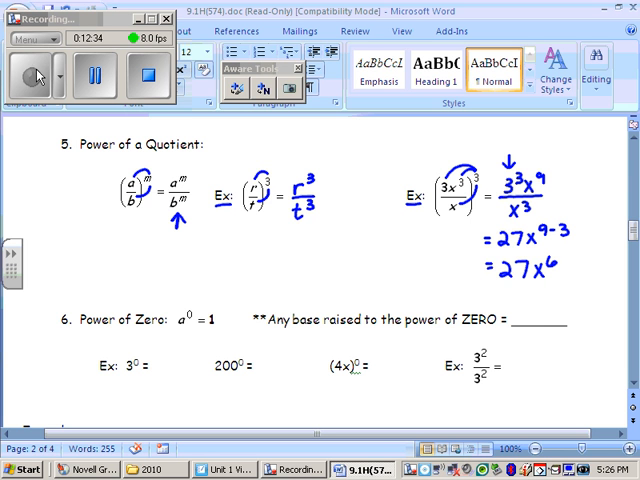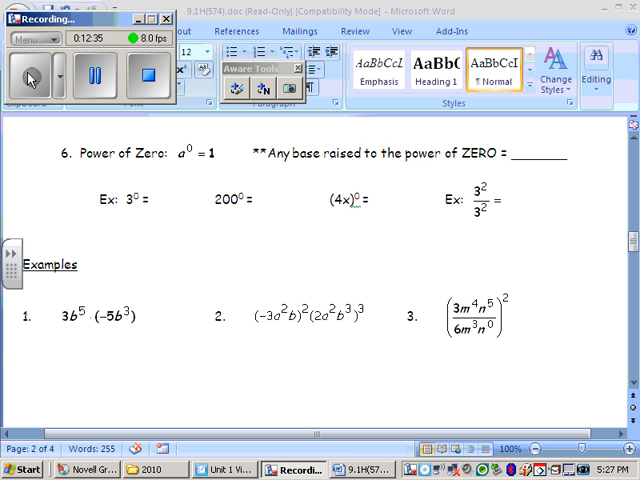Let's take a look at power of 0. The power of 0 tells you that any base raised to the 0 power equals 1. And that's something that you are going to see throughout this unit. So make sure anytime you see any base raised to a 0 power, you just automatically put a 1, not a 0. So for example, 3 to the 0 power equals 1.